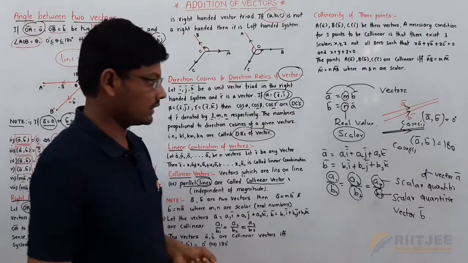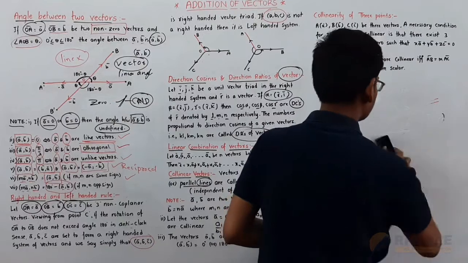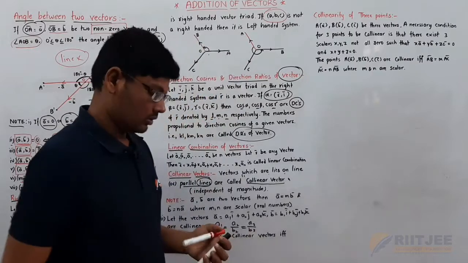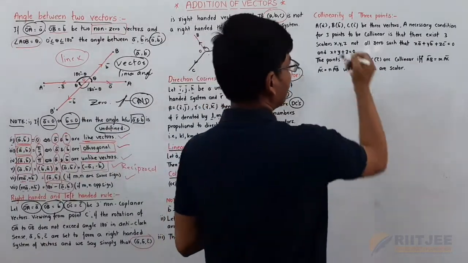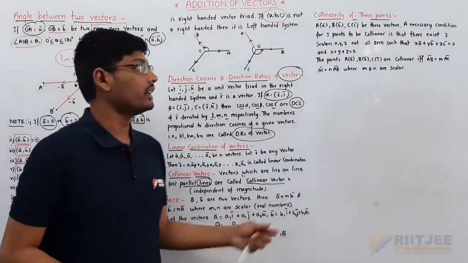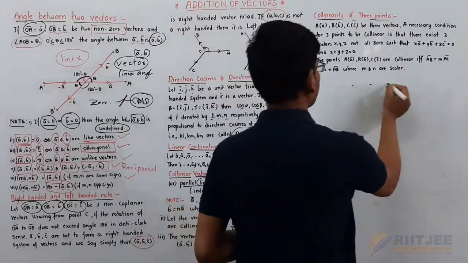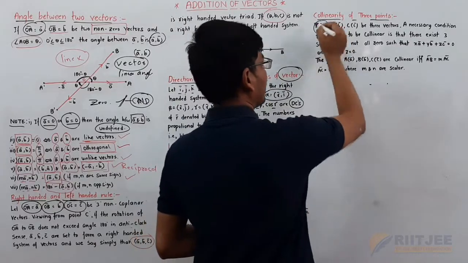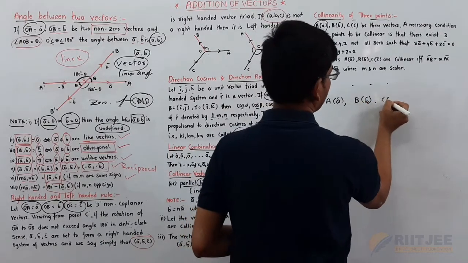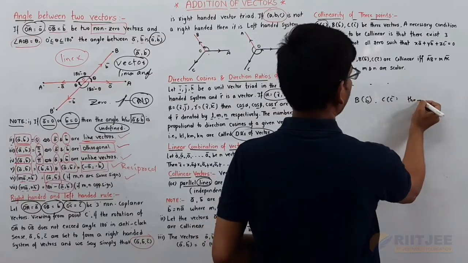And the next topic is collinearity of 3 points. Already we have discussed the collinearity of two vectors. Here we are discussing the collinearity of 3 points, where A of A bar is one point, B of B bar is one point, and C of C bar is one more point, and these are three vectors.